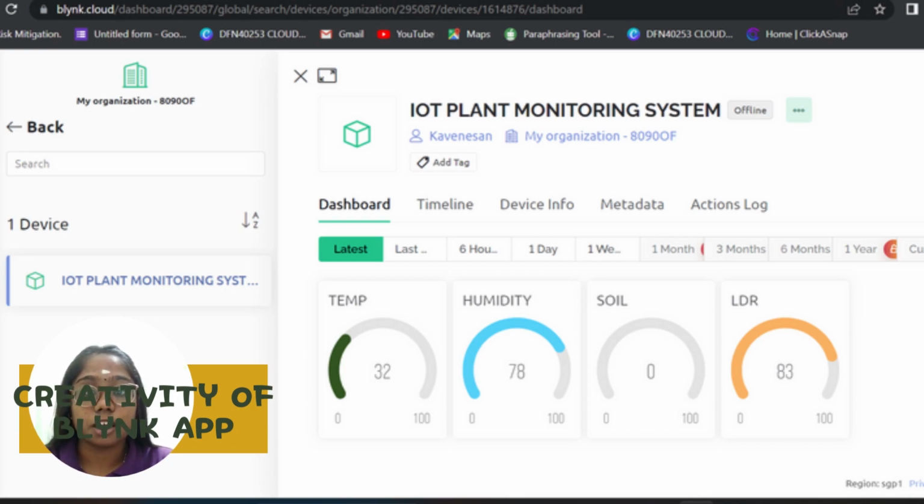Moreover, the gardener can also track and monitor the health of their tropical plants over the latest 6 hours, 1 day, 1 week, 1 month, 3 months, 6 months, or even 1 year, and can track the temperature, humidity, soil, and LDR of their tropical plant. So they can easily see the improvement of their tropical plant's health.